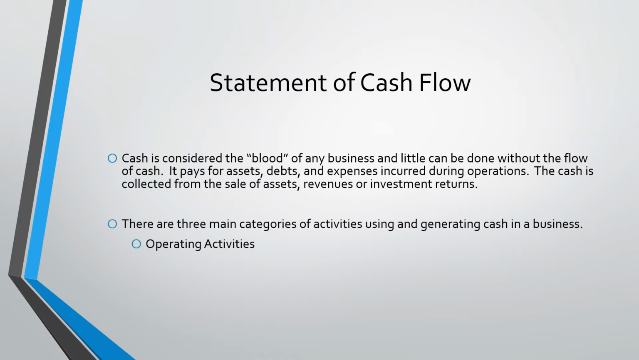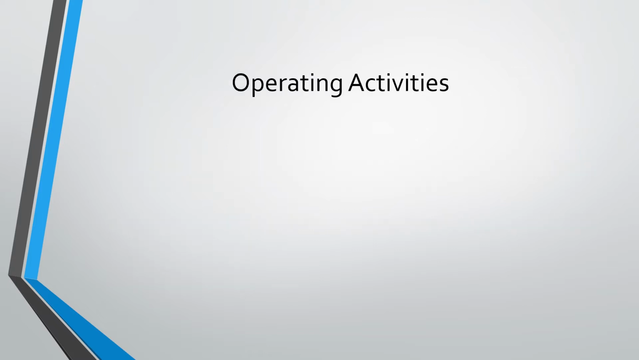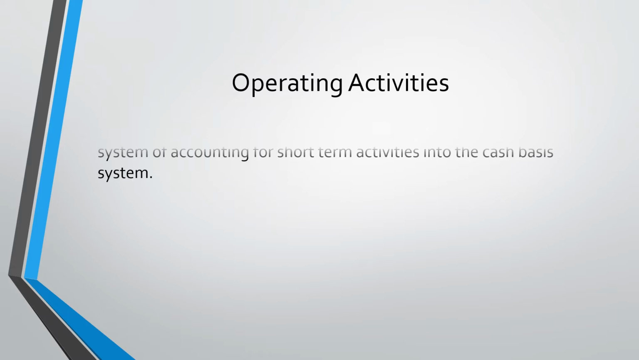Now, there are three main categories of activities using and generating cash in a business. The first category is operating activities. Then we have investing activities, and financing activities. So these are the three main categories that we will be dealing with within this course. Now let's take a look at operating activities.